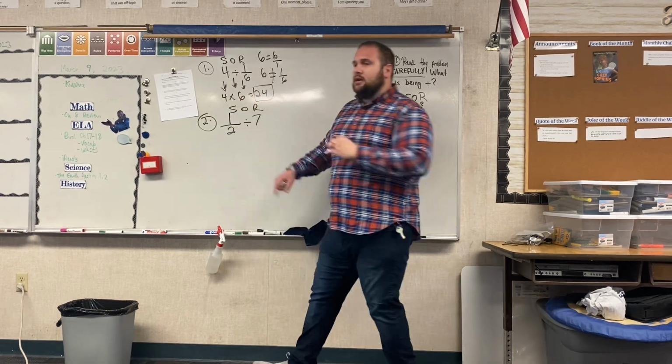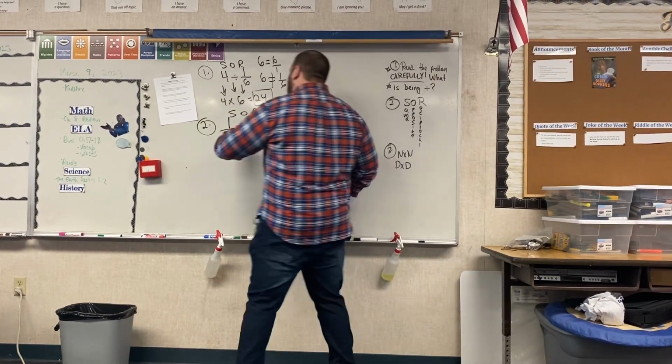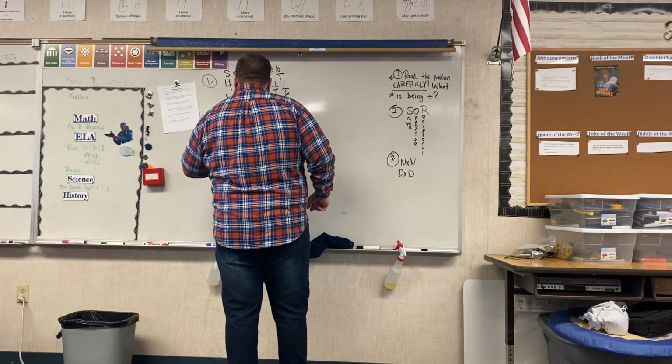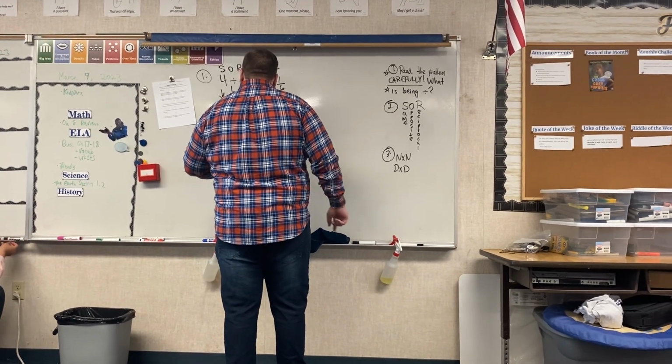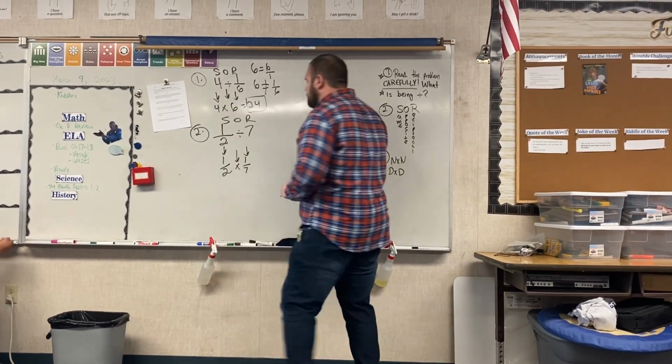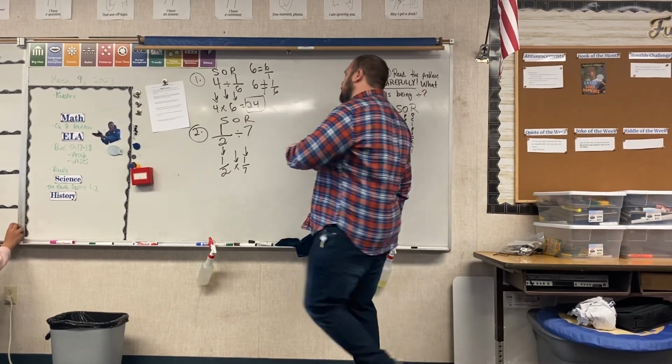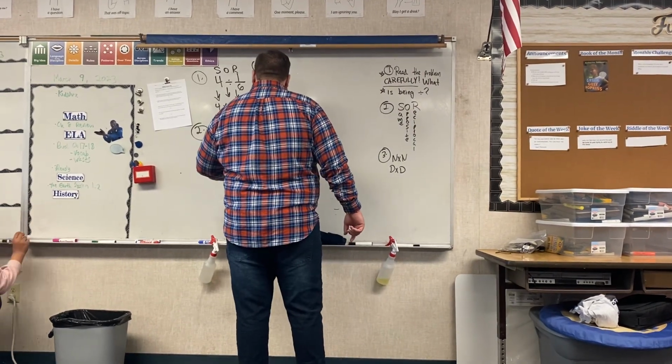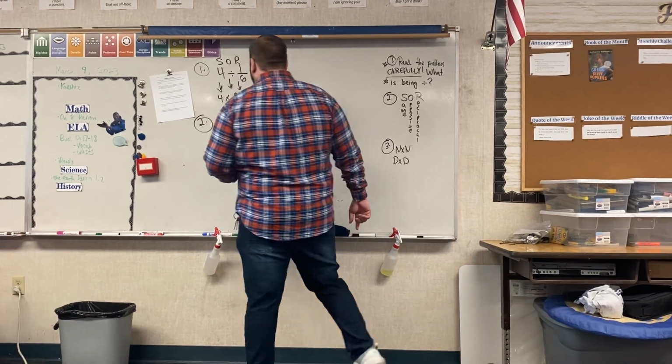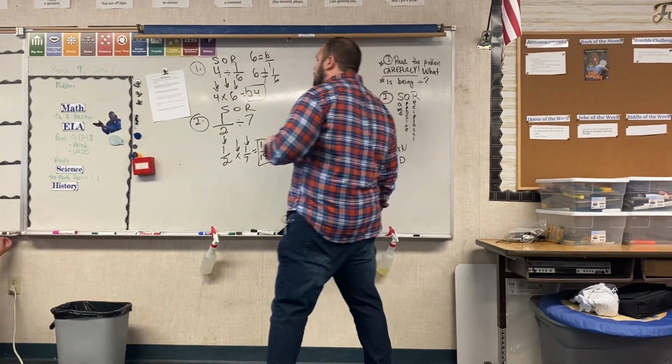1/2 divided by 7. Same, opposite, reciprocal. 1/2 stays the same. Opposite division is multiplication. The reciprocal of 7 is 1/7. So you have 1/2 times 1/7. 1 times 1 is 1. 2 times 7 is 14. 1/14 is your final answer. Number 3.